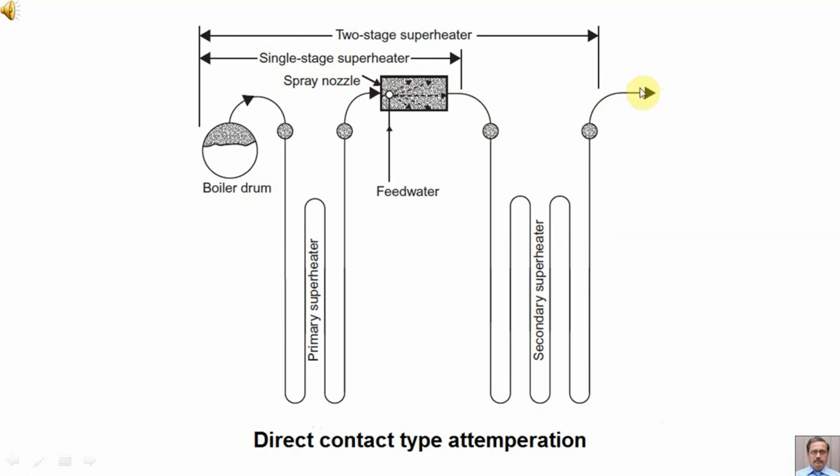With the help of this water spray, we are controlling the steam temperature at the outlet of secondary superheater. Water is coming in direct contact with the steam, so it is called direct contact type attemperation. Further explanation shall be in the next few slides.